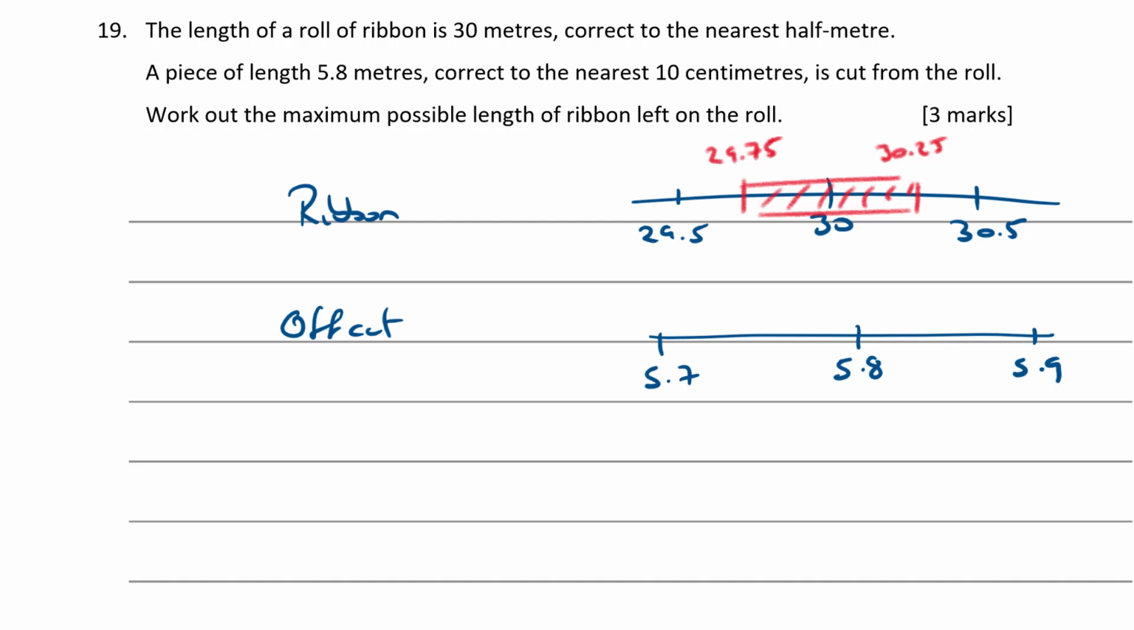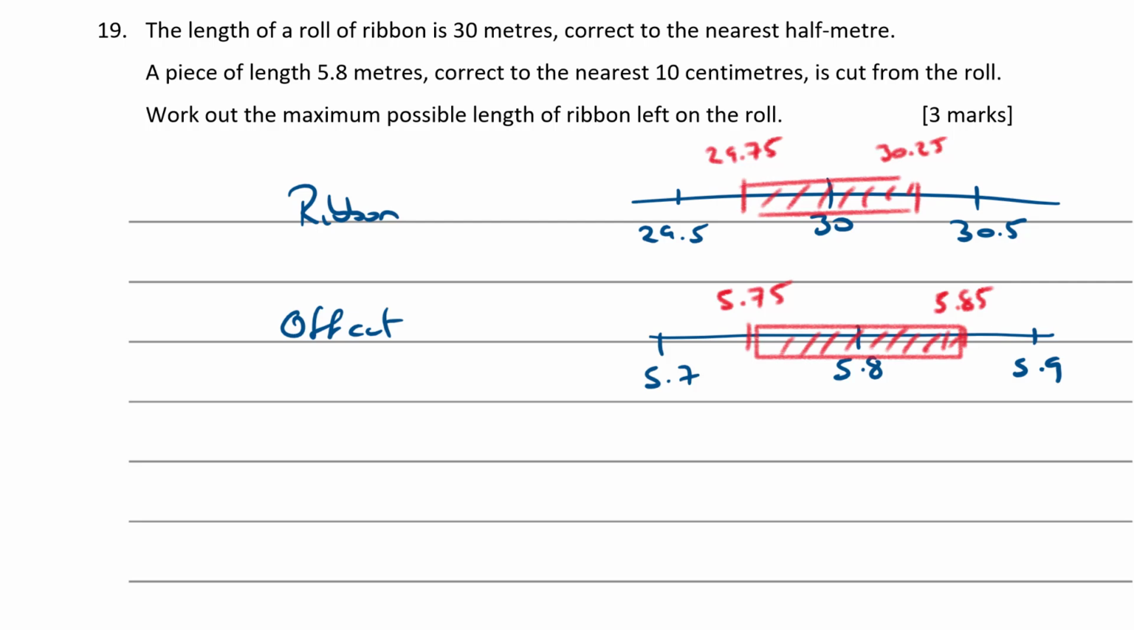So the numbers that are halfway between those or closer are going to round to 5.8. So this is my area that rounds to 5.8. So halfway between 5.7 and 5.8, the rounding point or the limit of accuracy there is 5.75, and the upper bound is 5.85.